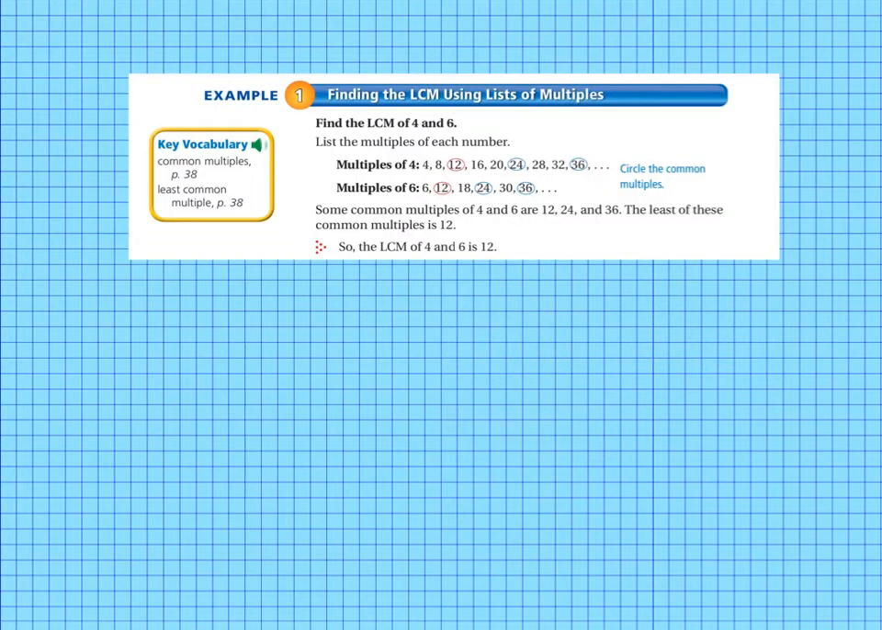Let's take a look at example 1, finding the least common multiple using lists of multiples. Find the least common multiple of 4 and 6. Our directions say we're going to list the multiples of each number. So the first step to doing that is to be careful and recognize the difference between multiples and factors. So remember that factors are what you multiply together to get a product, and multiples are those products.